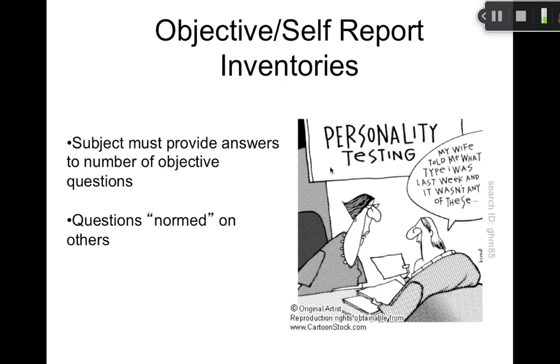All right, so let's talk about the objective self-report inventories. These are quite a different sort of test. So you might have completed one of these at some point. They're often used in employment settings and personnel selection. They're used often in clinical settings and that sort of thing to tap specific personality traits. So in the objective self-report inventory, the subject, that is, the test taker, must provide answers to a number of objective questions. So these are often large batteries of questions that are either true, false, or some of them are multiple choice. Yes, no.